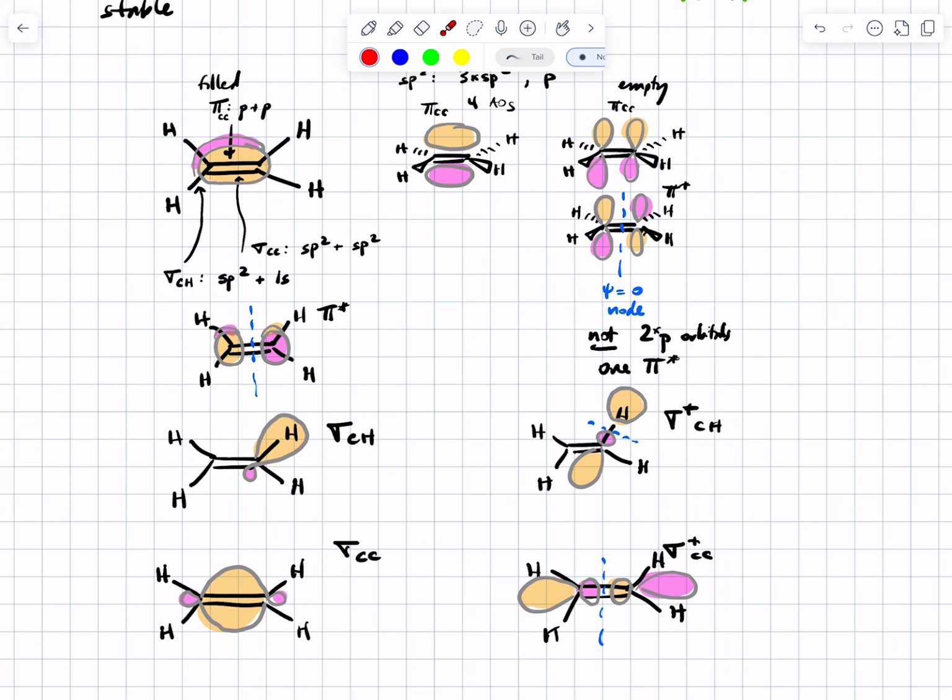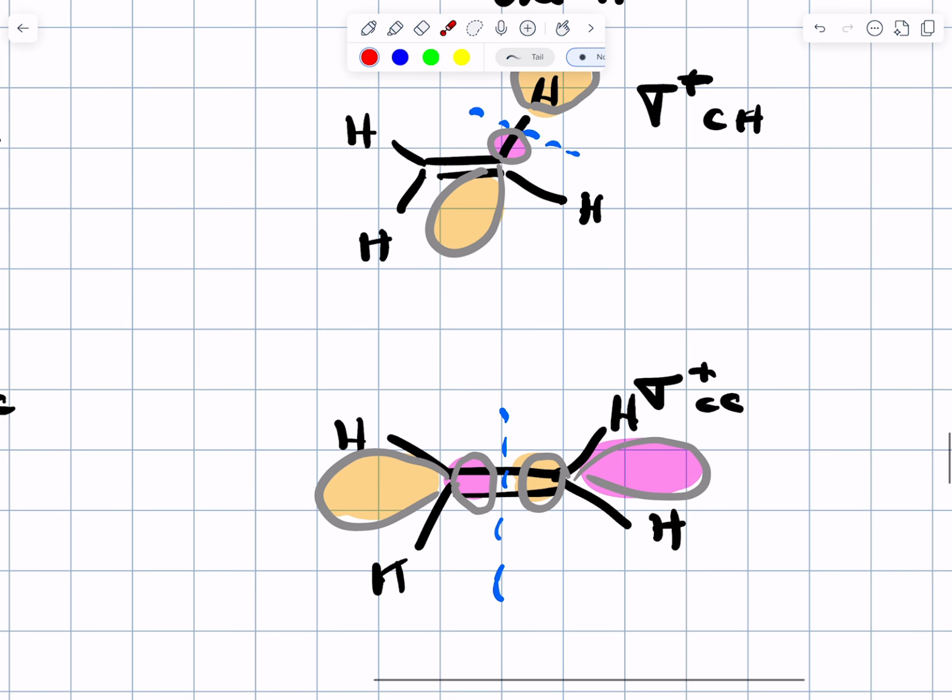It's the math. Would any carbon-heteroatom sigma star look like the carbon-carbon sigma star? In other words, if we were drawing a carbon-oxygen or a carbon-chloride sigma star, it's going to essentially look like this. Yes.